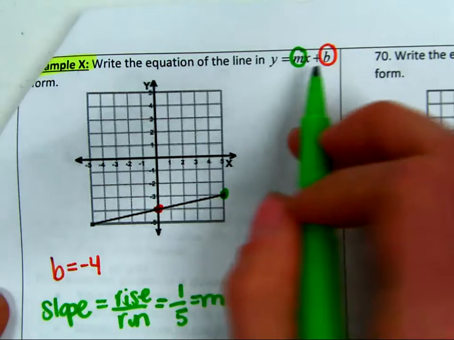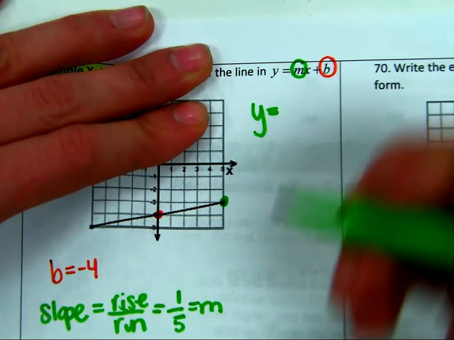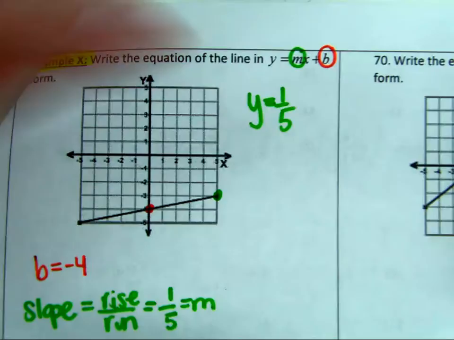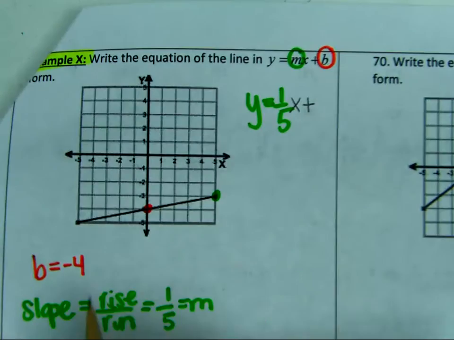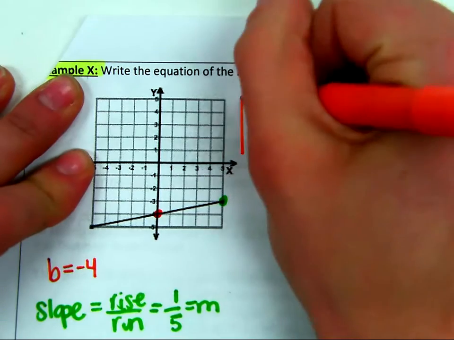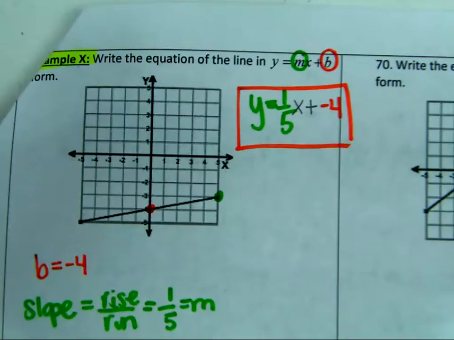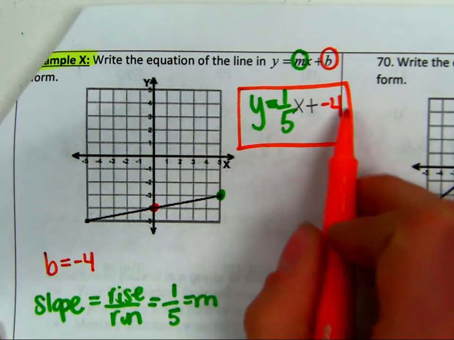So if we put it in that format, y equals mx plus b, it's going to be y equals, our slope is 1/5 x plus our b value, we said, is negative 4. And that would be that equation. We were just working backwards there. 1/5 x plus a negative 4, or you could just write 1/5 x minus 4.